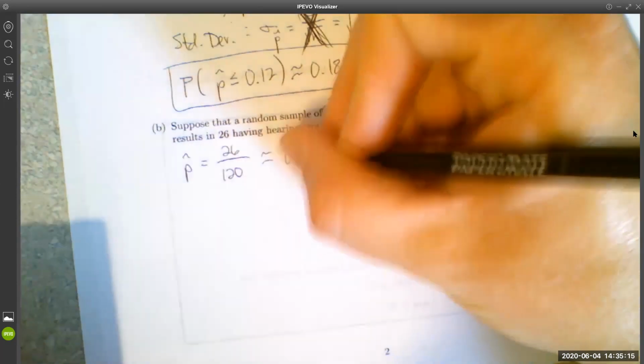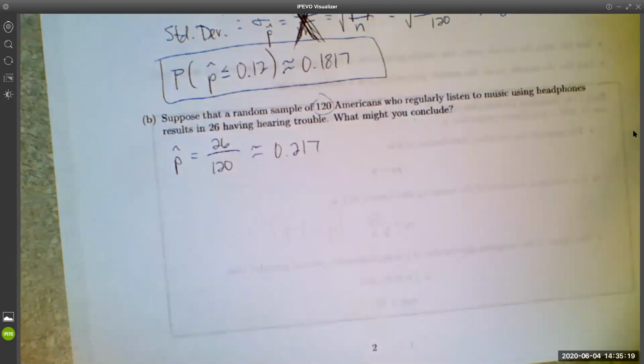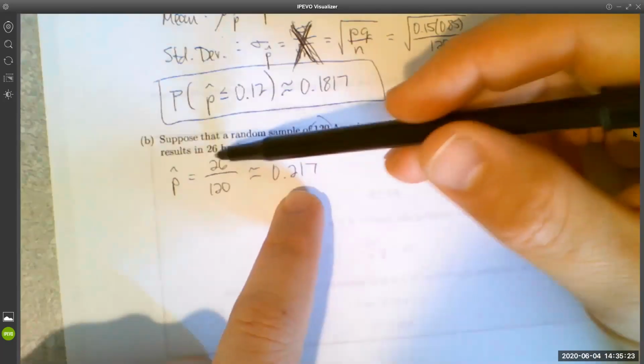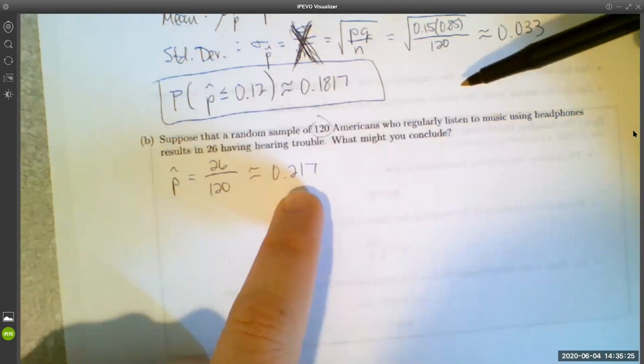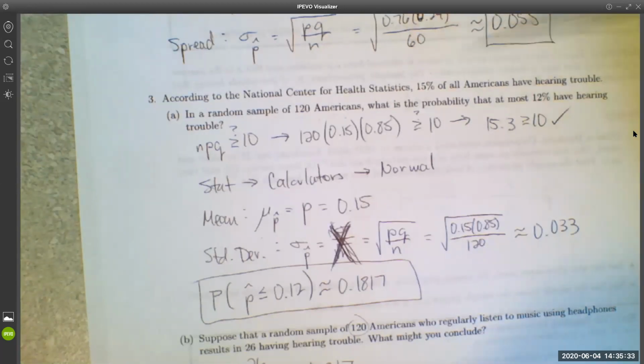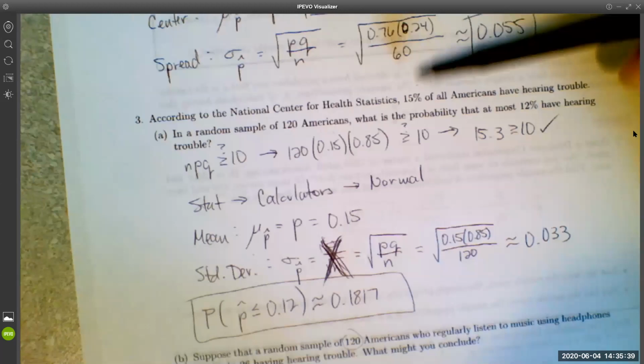And that's about 0.217 if I round to 3 decimal places. So 21.7% of the people in this survey had hearing trouble. That does seem a little bit strange given the fact that only 15% of the population in general has hearing trouble. So what's different about this sample of people versus the general population?